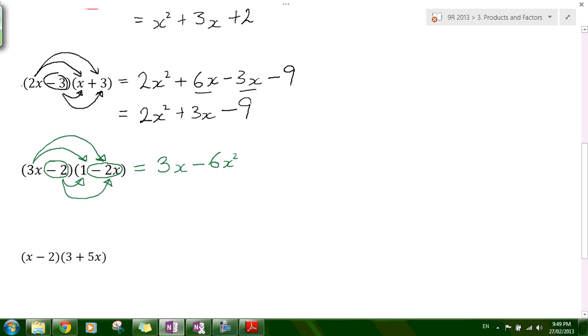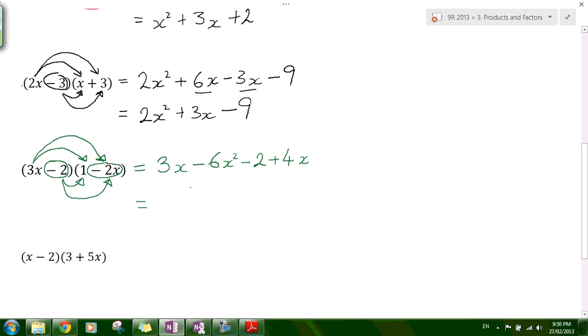Then we have negative 2 times 1. Negative times a positive. So that's going to be minus 2. And then the final one is negative 2 times negative 2x. So we've got negative times a negative. That's going to make a positive. And then 2 times 2 is 4. So it's positive 4x.